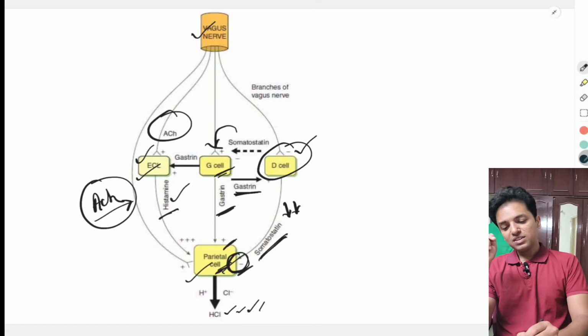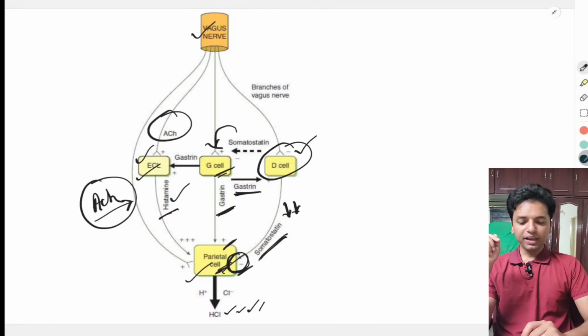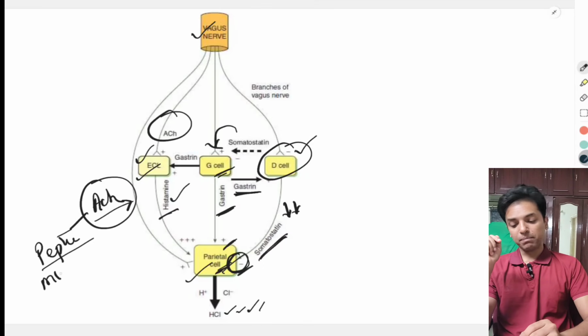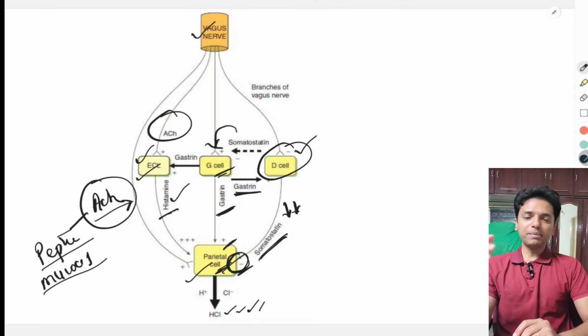Now this acetylcholine which is produced not only stimulates the parietal cells, it also stimulates our peptic cells. The cholinergic fibers also stimulate the peptic cells, and they also stimulate the mucus cells. So when peptic cells are stimulated, there is an increase in the secretion of pepsinogen, and when mucus cells are stimulated, there is an increase in the secretion of mucus.